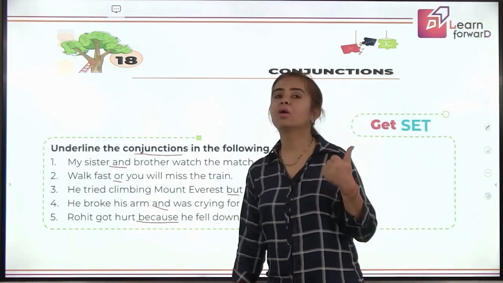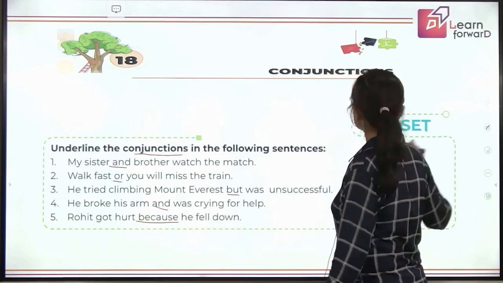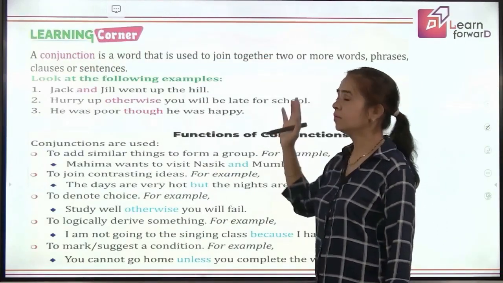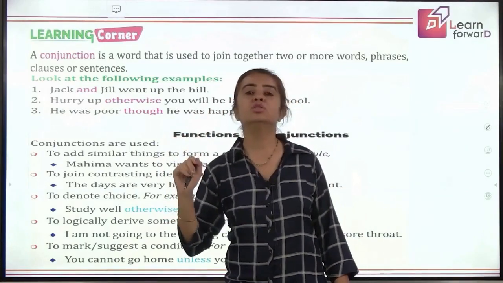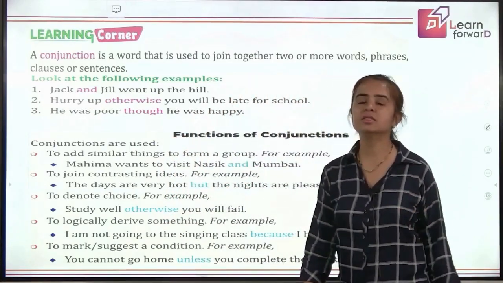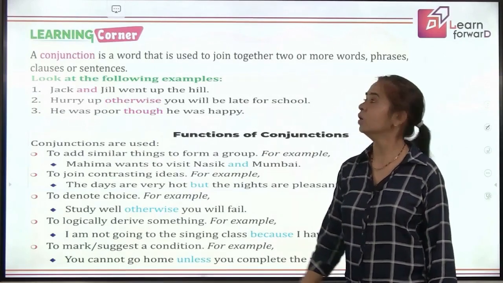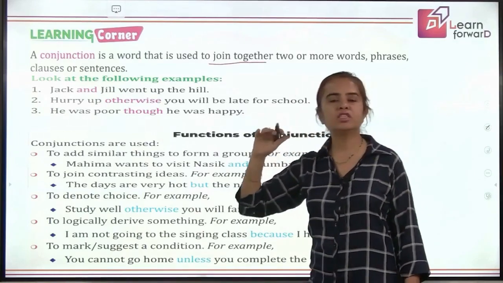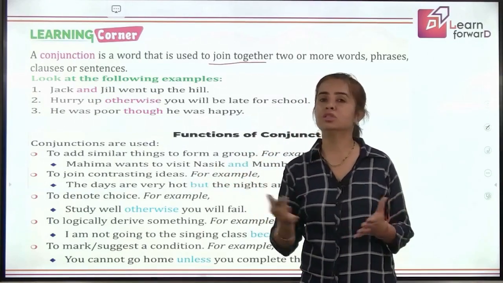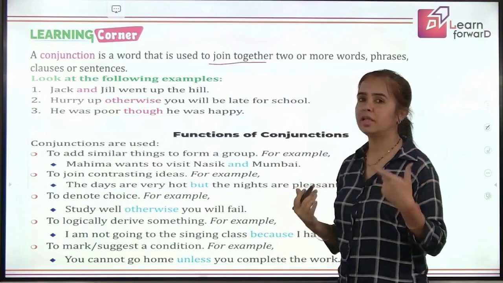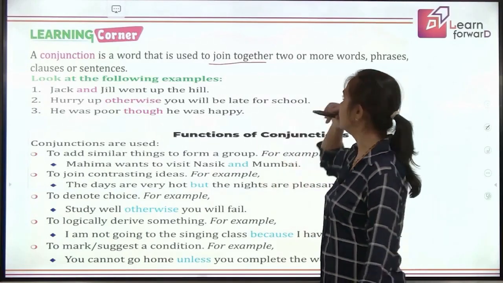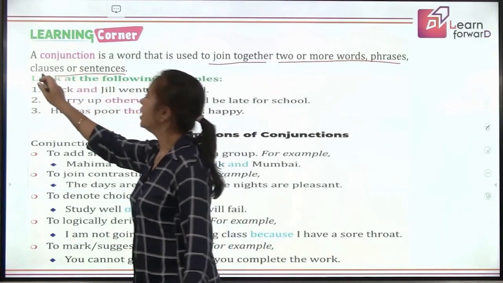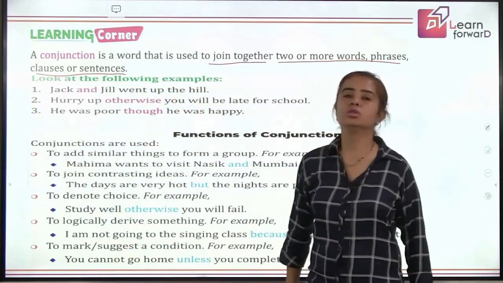So they are words. But what are conjunctions and what are the different types of conjunctions? Conjunctions, we'll be learning about them. So conjunction is a joining word. That's the easiest definition I can give to you. A conjunction is a word that is used to join together. But if it's a joining word, what does it join? The question is that. So it can join two words, it can join two phrases, it can join two sentences, it can join two clauses also, children. So any of these can be joined together.